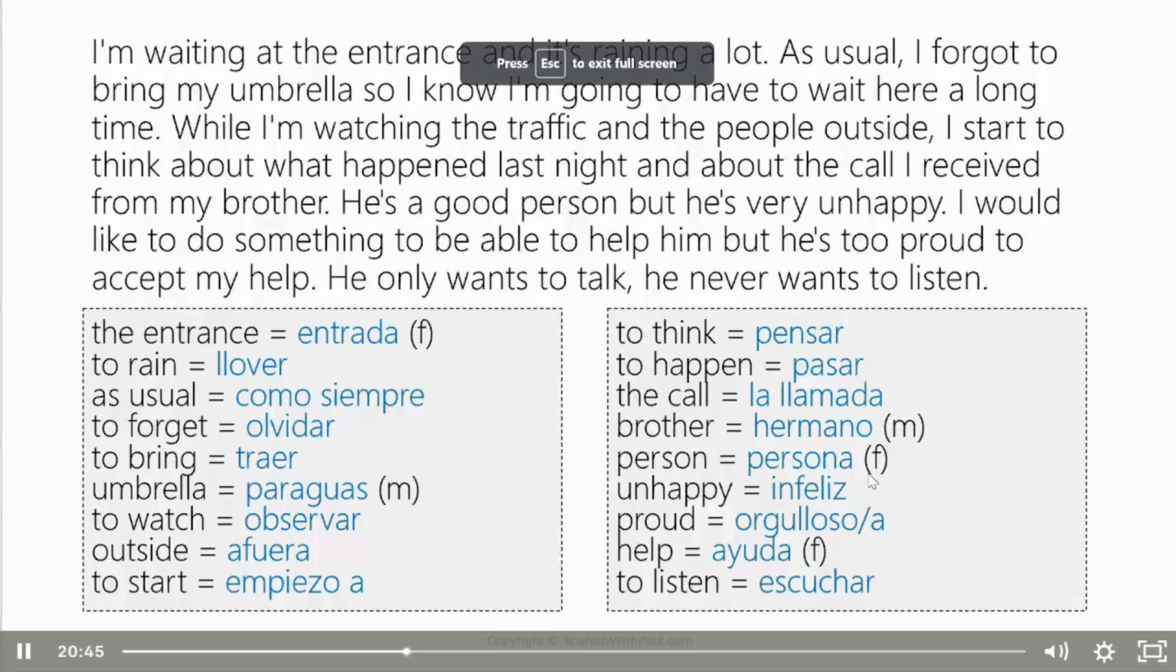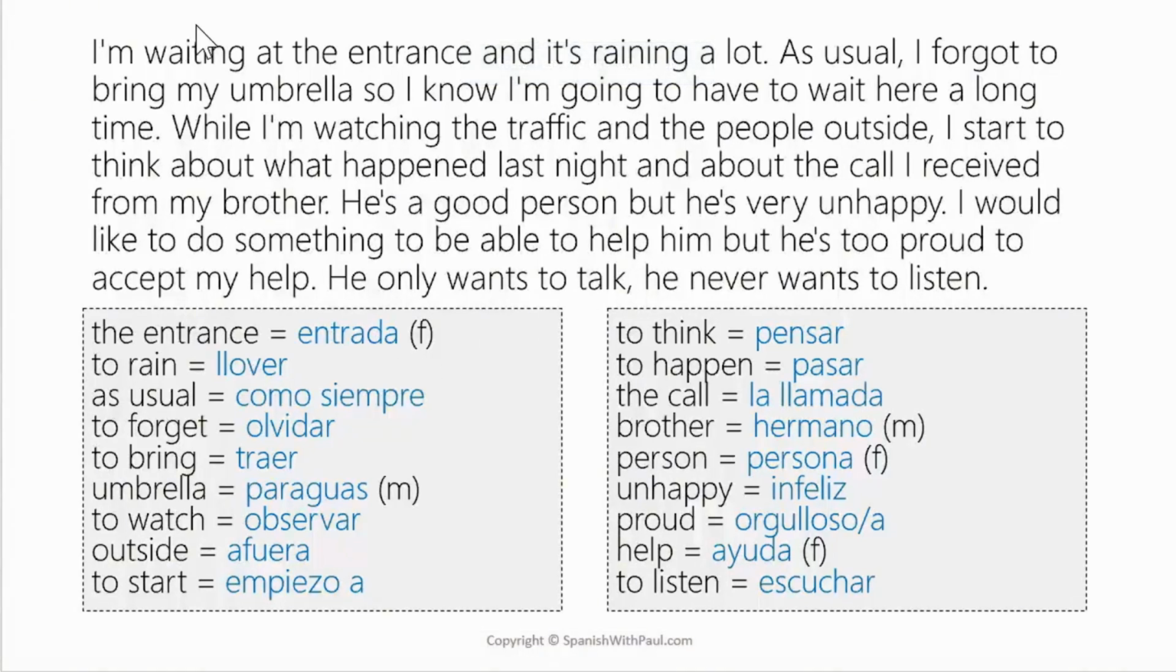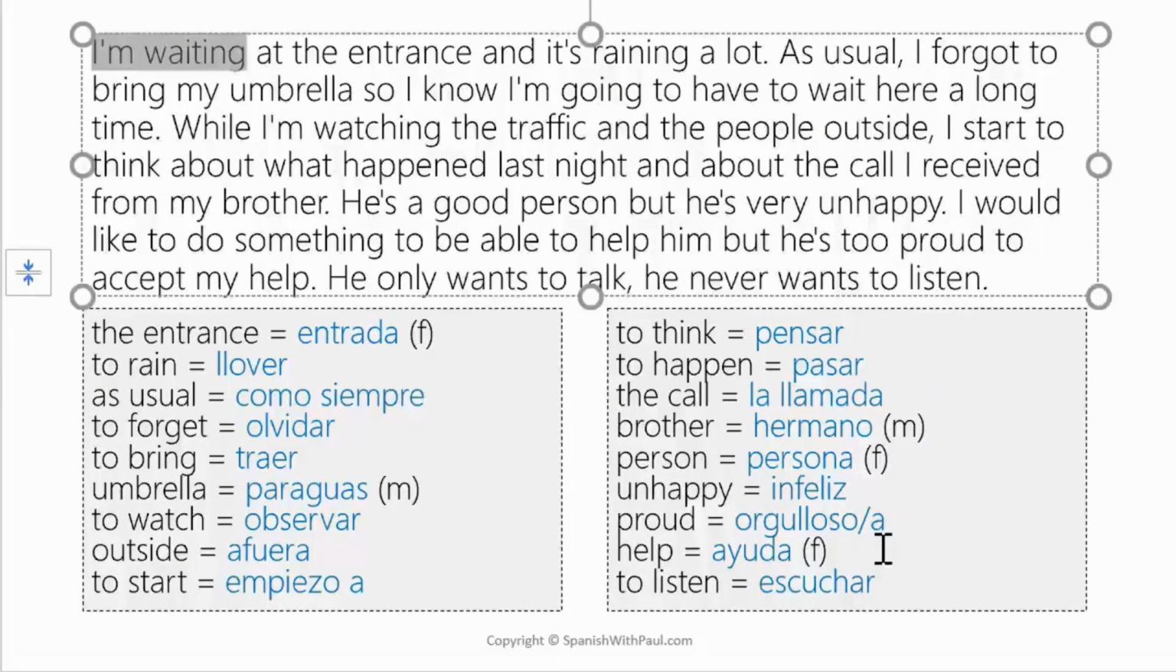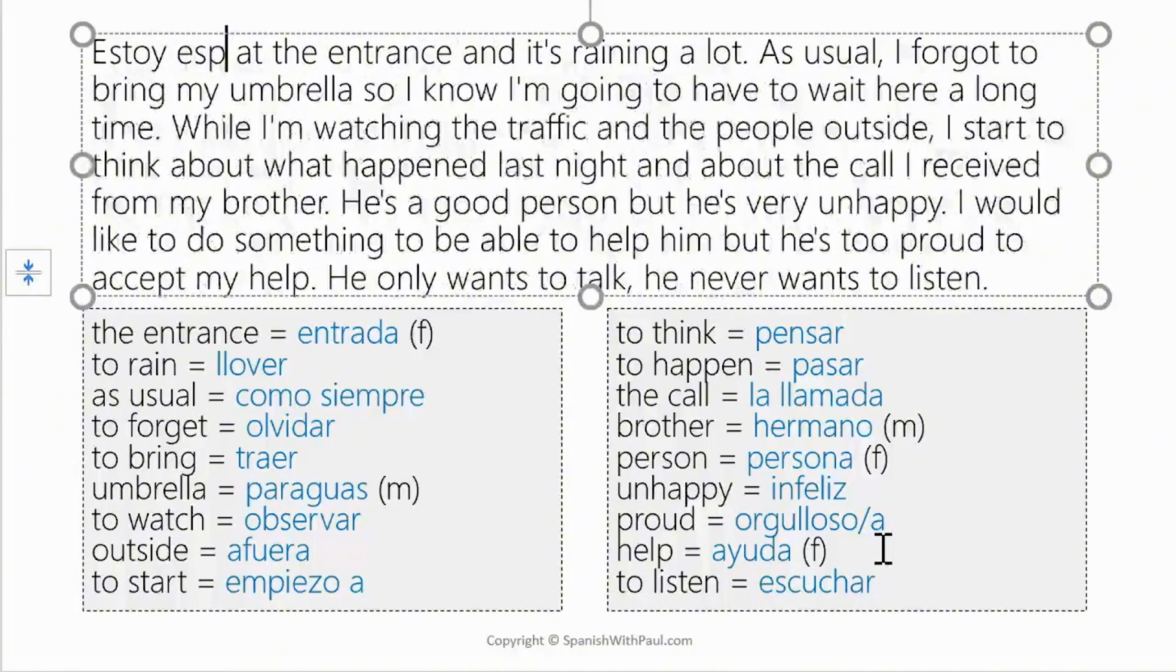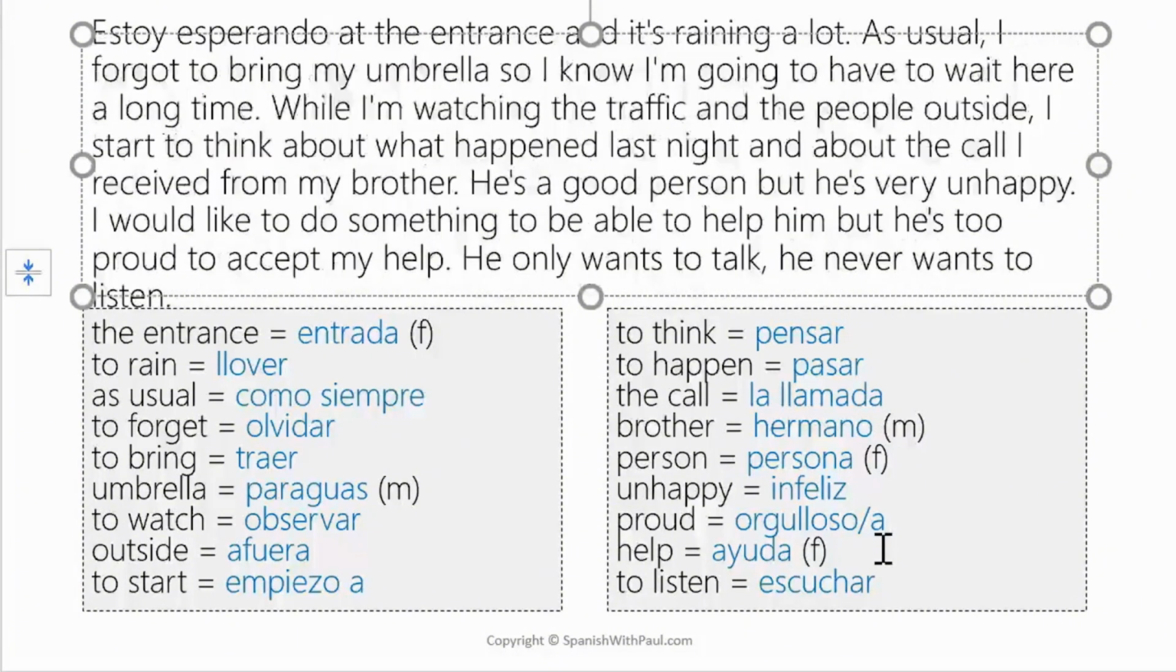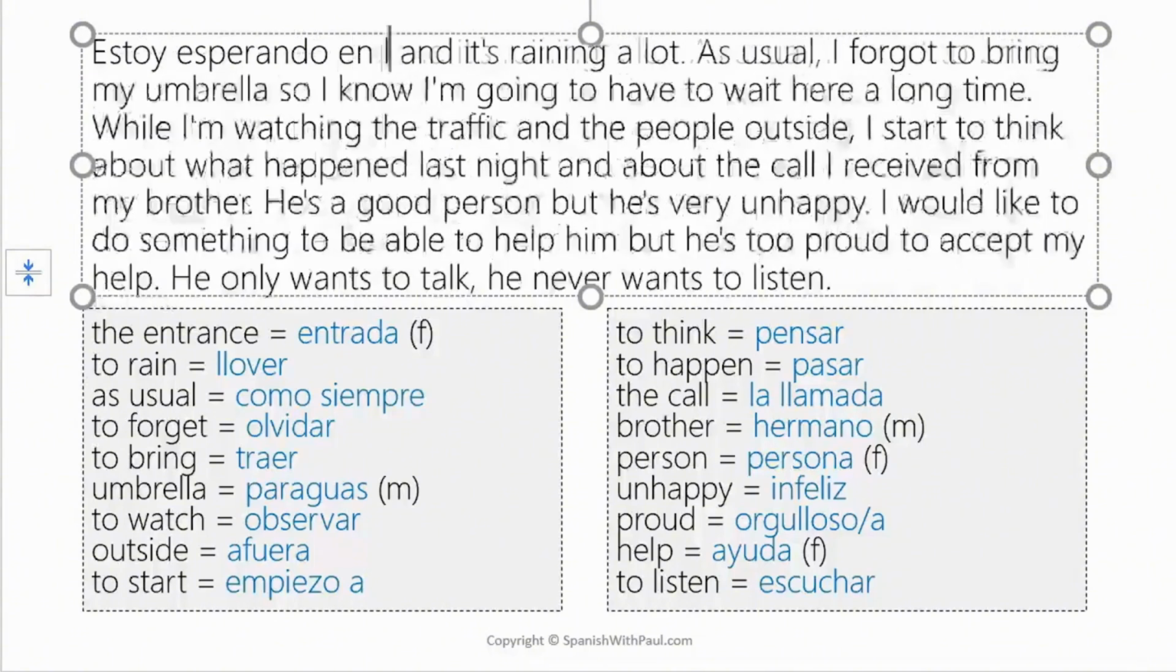Alright, so let's see how well we can do. First we have I'm waiting. The verb to wait is esperar. So estoy esperando, present progressive. Then we have at the entrance. You can see the same things repeating in Spanish. This is how we learn them. So we know that at the house or at the party, at the entrance. In Spanish they will say in the entrance, in the party, in the house. So we have en la entrada. Estoy esperando en la entrada.